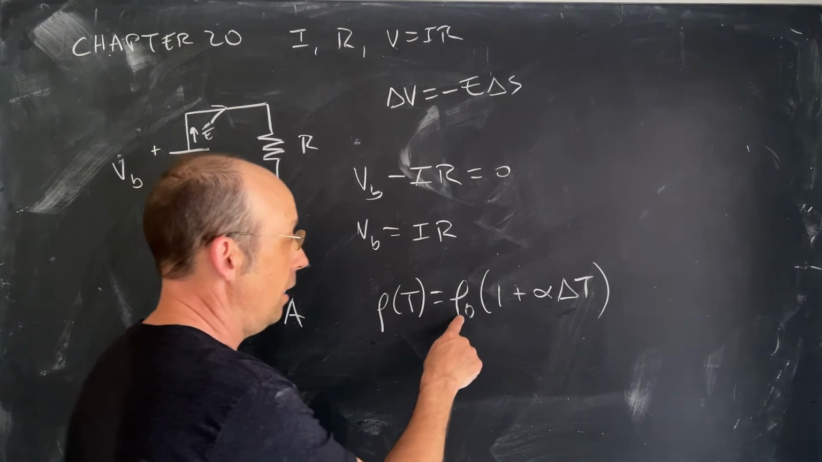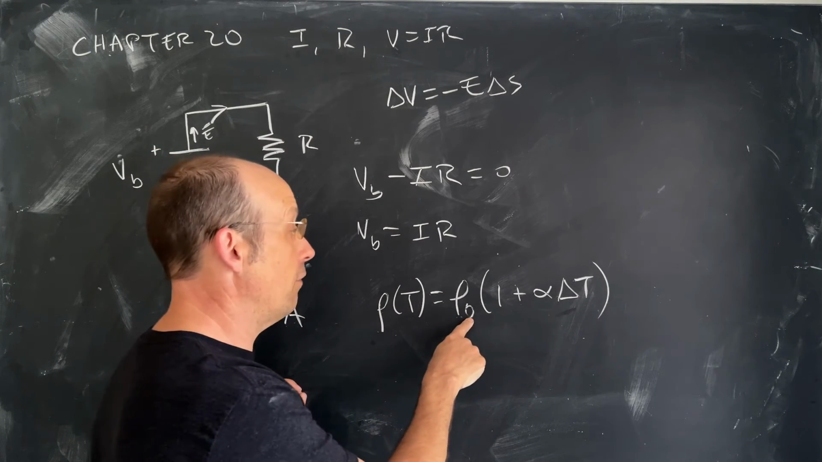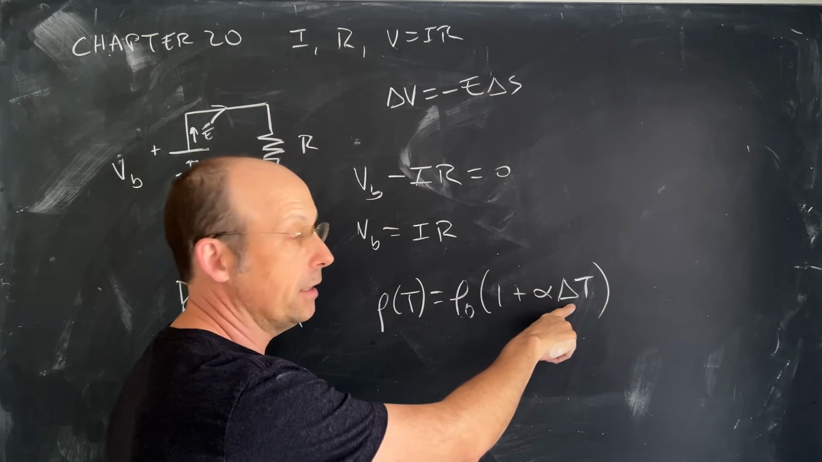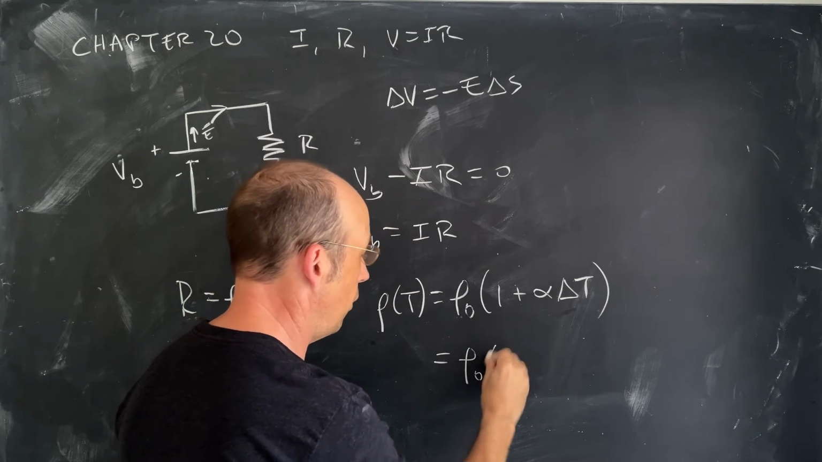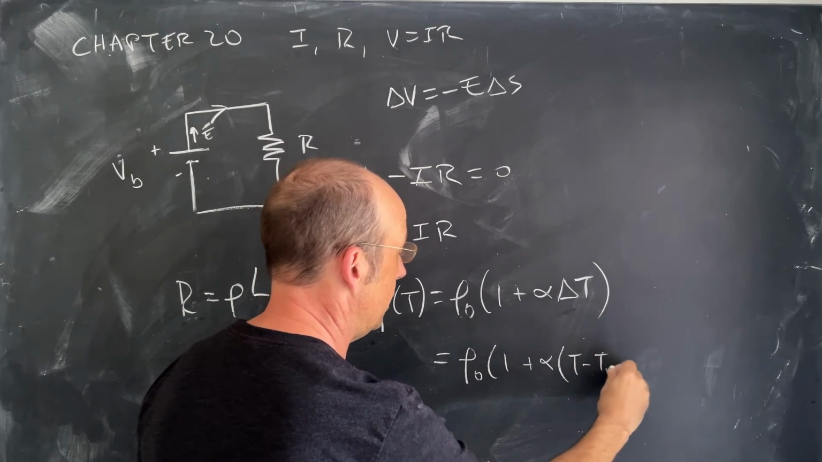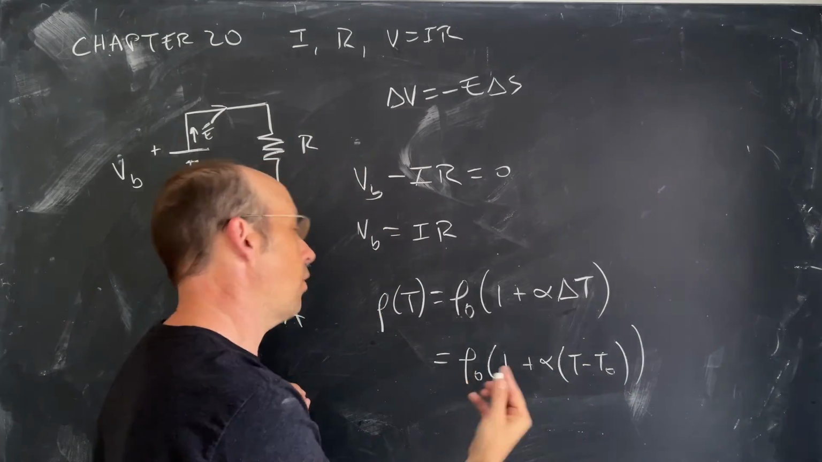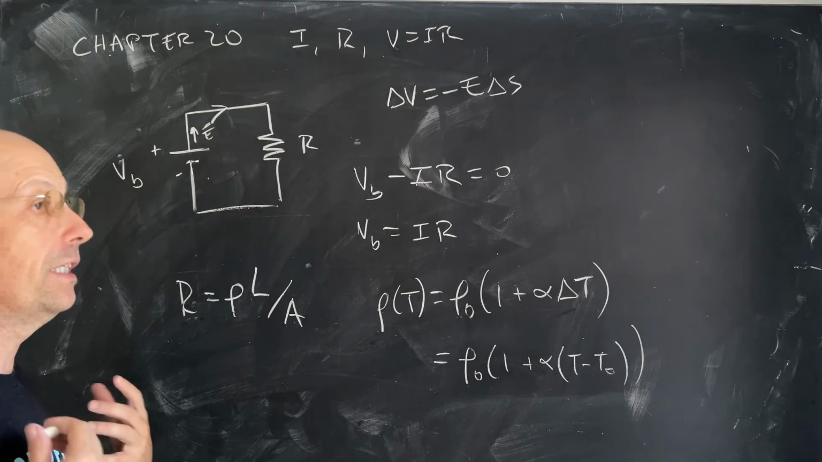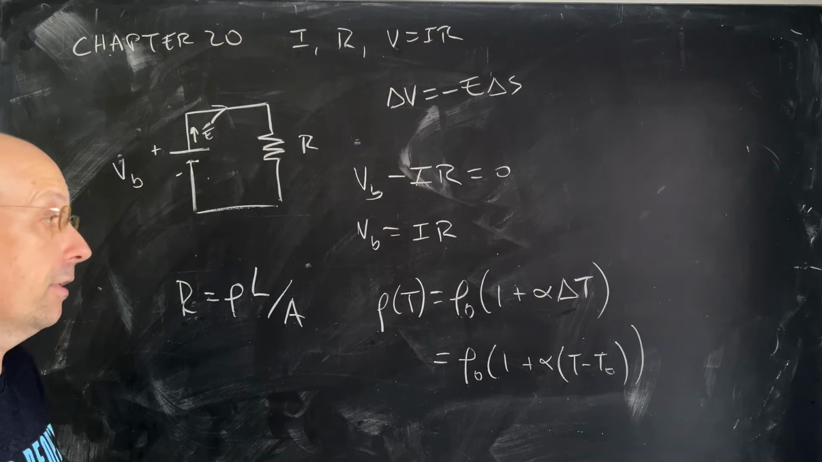And in this rho 0, this is the Greek letter rho. Rho 0 is the resistivity at temperature T0, whatever that is. And then T would be the final temperature. So you could write this as rho 0 times 1 plus alpha times T minus T0. So that's the temperature that goes with that resistivity. Call it room temperature if you want. And then alpha is just a resistivity coefficient that depends on the type of material. It's just a coefficient.